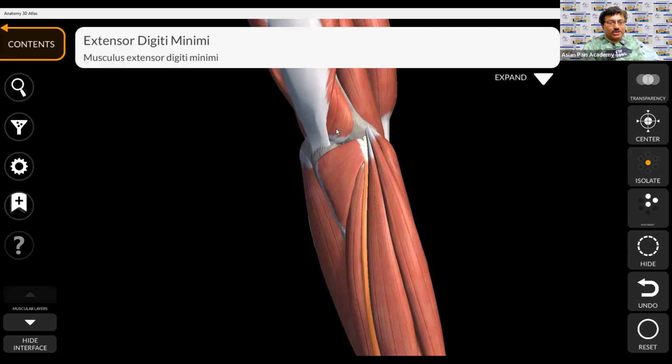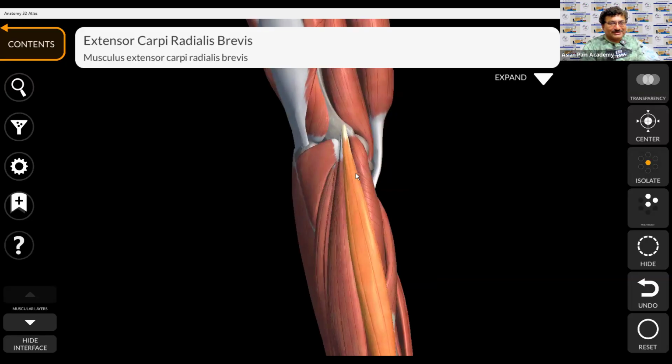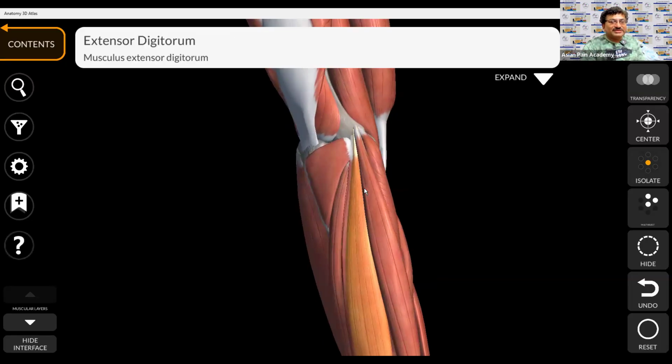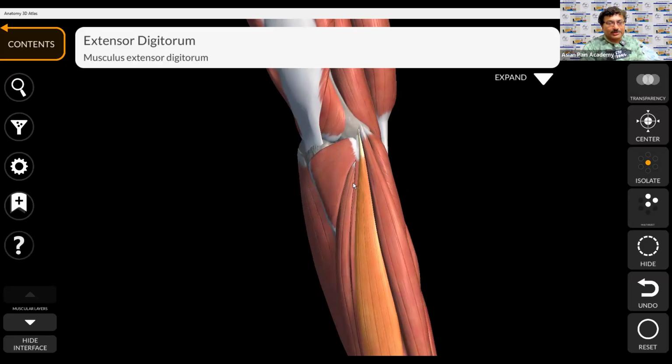At this point, we will be able to see most of the extensor carpi radialis brevis, and then the extensor digitorum. In between, we see the short scorpion tail appearance, and just after it, we will be able to see the extensor carpi ulnaris. As we go slightly down, we will be able to see the extensor digiti minimi portion of the muscle as well.